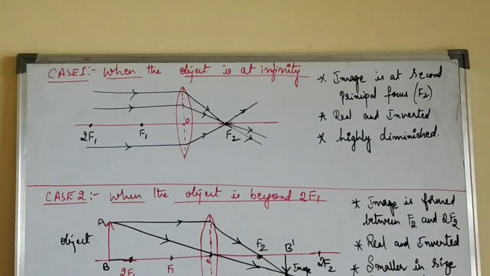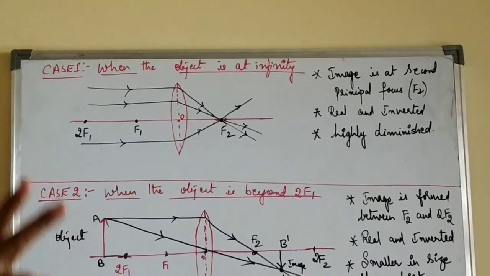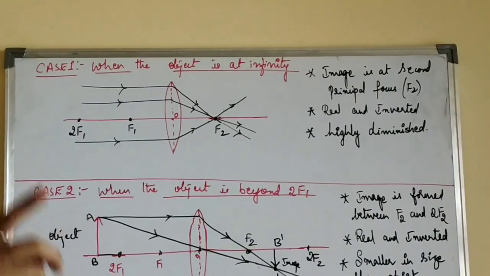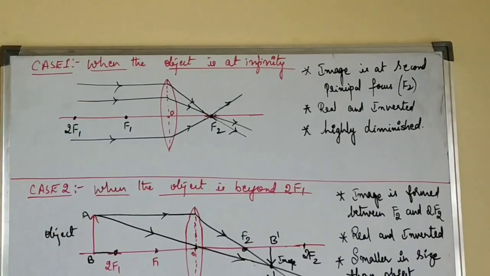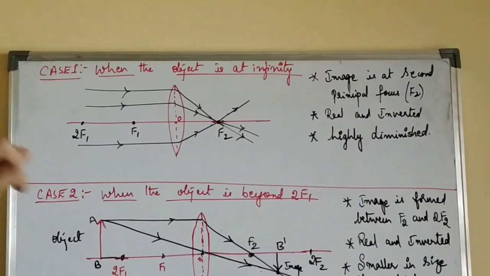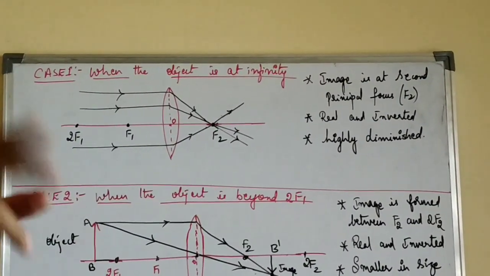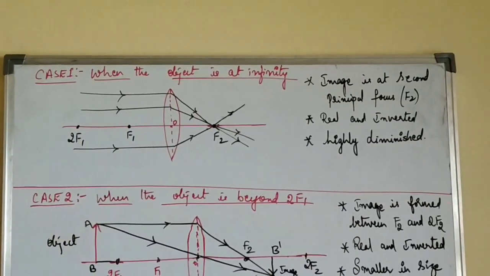So out of those three rules we are taking only two rules, not exactly three rules. Why? Because in order to trace the ray diagram from the object you require two rays, two incident rays to be followed. So that's why two out of three rules. Okay, any two you have to take.